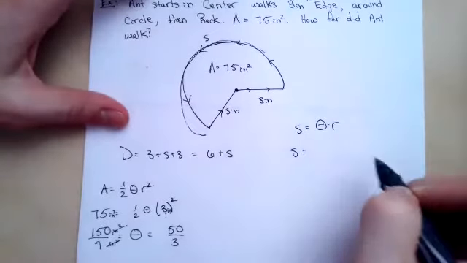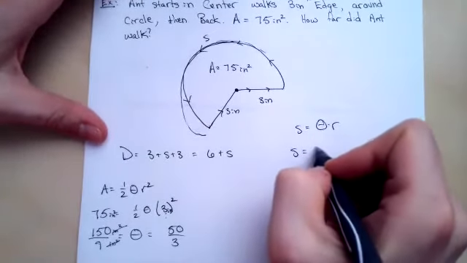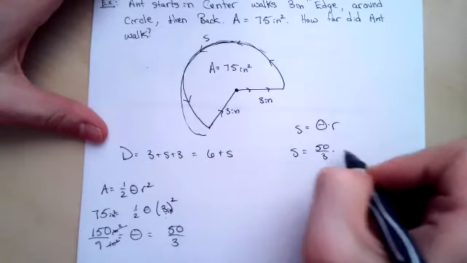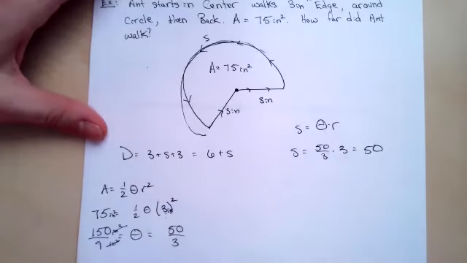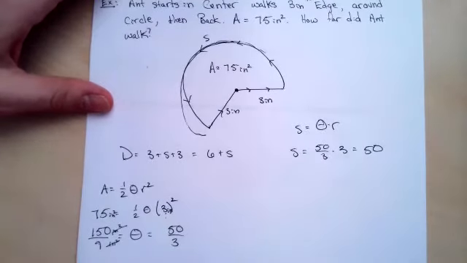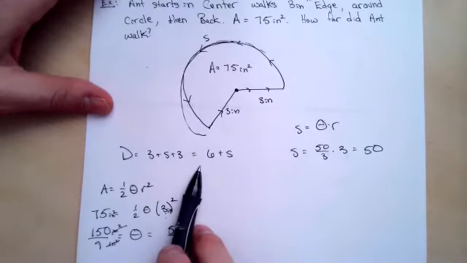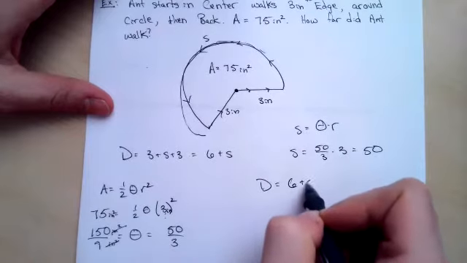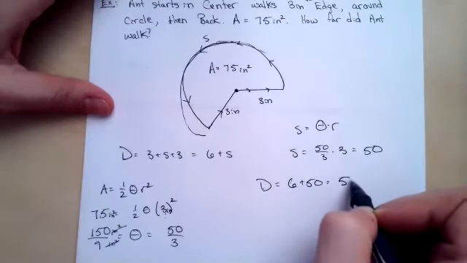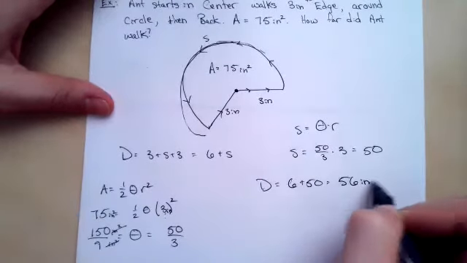And so now we can solve for our arc length. So 50/3 times 3. And so the arc length is just 50. Make sure we answer the full question. Our distance now is going to be 6 plus that 50. So total distance he walked is 56 inches. So again, 50/3 was unitless here, and that 3 was 3 inches from the radius.